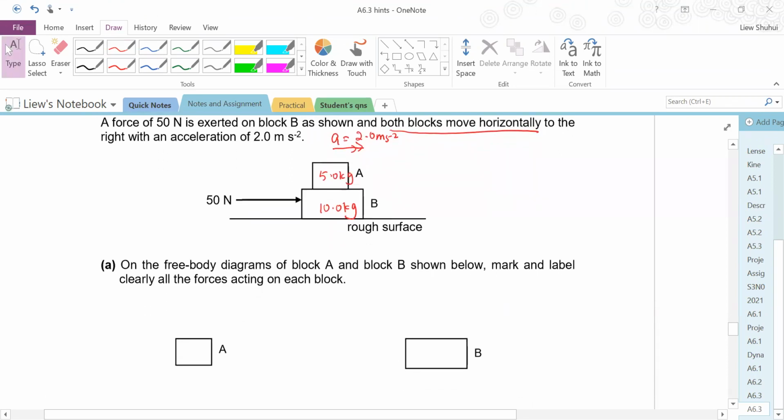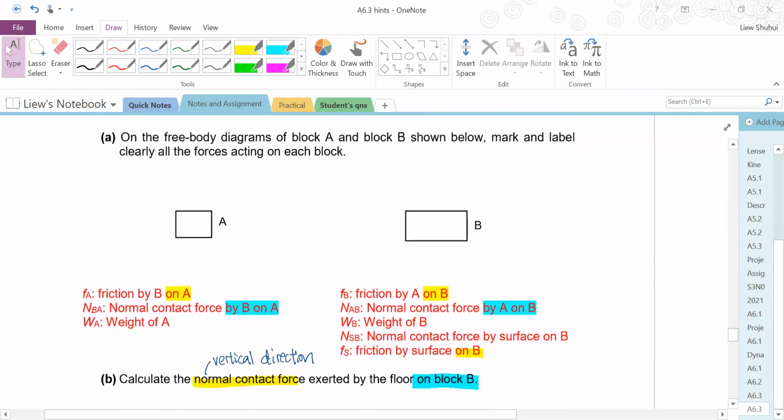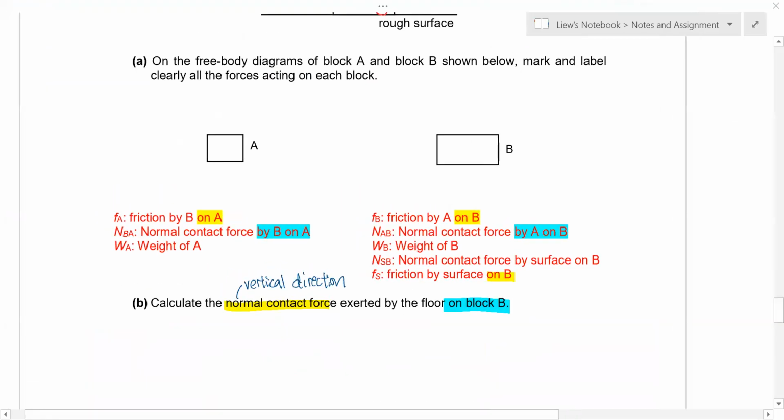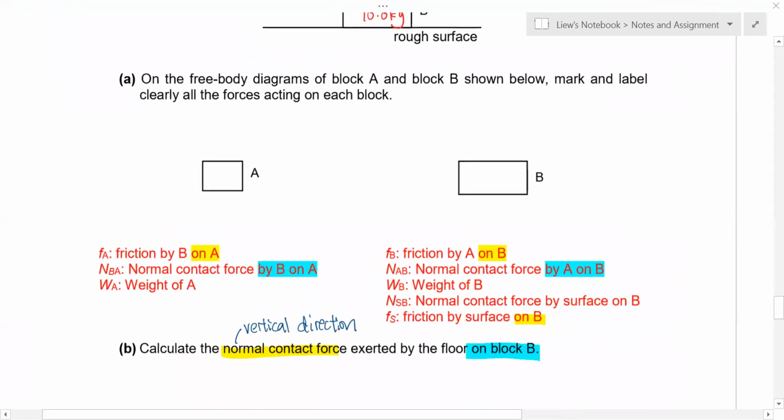The question says, on the free body diagram, can you mark and label clearly all the forces acting on each block? There are actually many forces acting on the blocks, especially for block B. So if you don't want the free body diagram to be too cluttered with the names of the forces, I suggest that you write a legend at the bottom of the free body diagram.